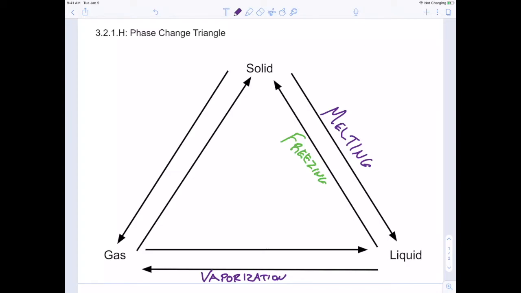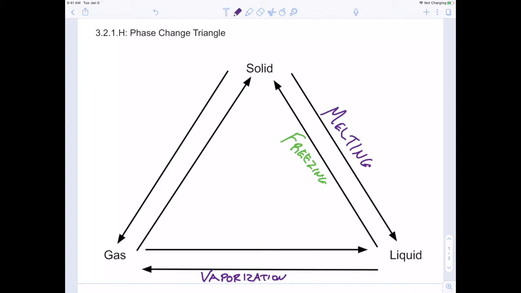If you go from a liquid to a gas at or above a liquid's boiling point, that is called boiling. If you transition from a liquid to a gas below the boiling temperature, that's called evaporation. Evaporation and boiling are both examples of vaporization. So we're going to use the term vaporization to describe when you go from liquid to a gas.